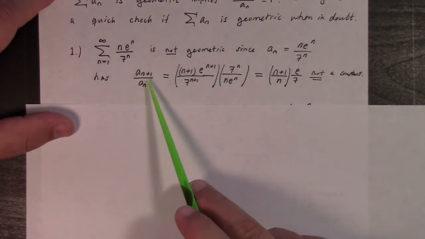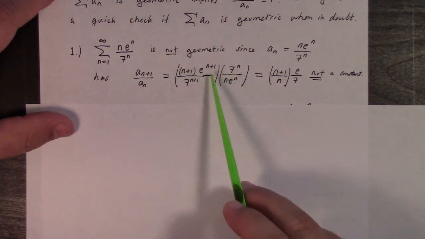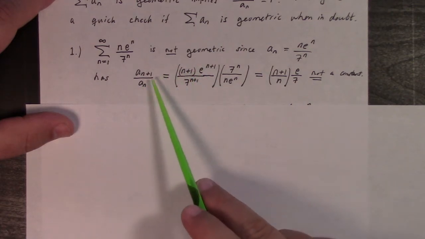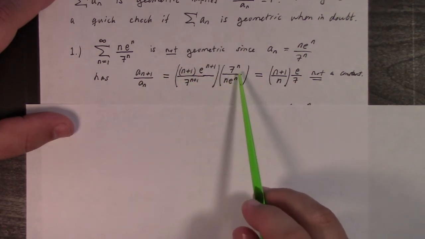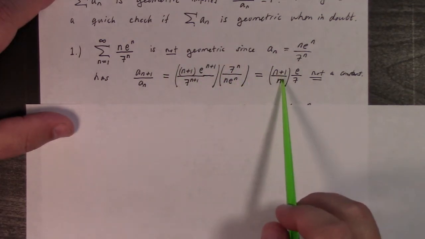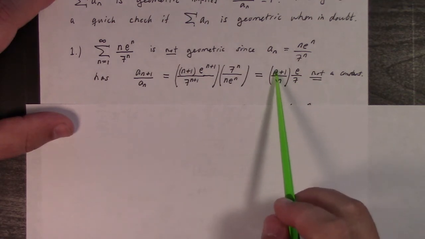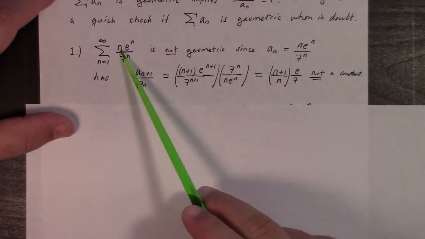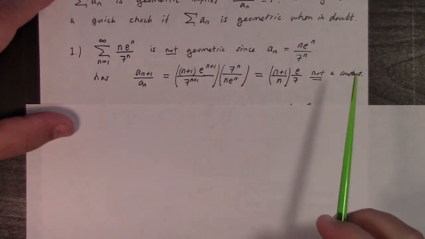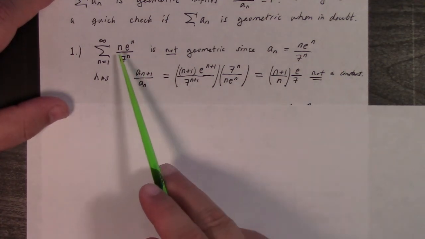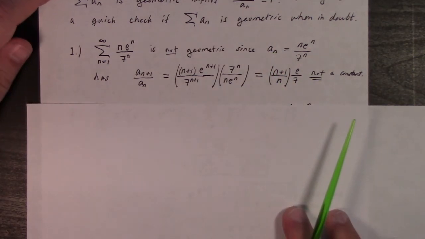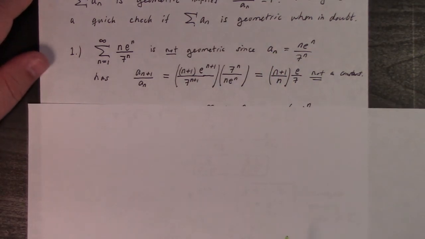So a sub n plus 1 divided by a sub n is this. This is my a sub n, and this is my a sub n plus 1. To divide by a sub n is to multiply by its reciprocal. That's a nice trick, right? And then you do some algebra, you get n plus 1 over n, and e over 7. See, that is not constant. Now if we got rid of the n, this would also be gotten rid of, and we just have e over 7, which would be a constant. So if we could get rid of the n, it would be geometric, but short of the ability to rewrite the problem, we can't do that.